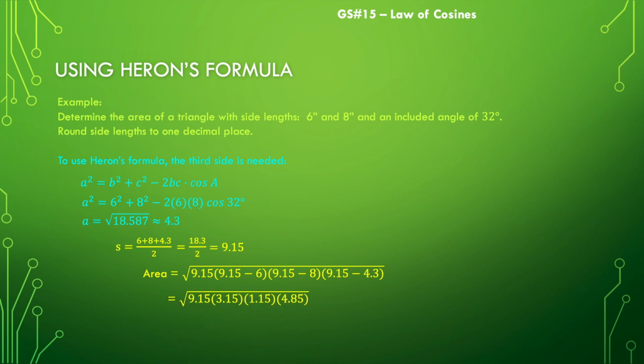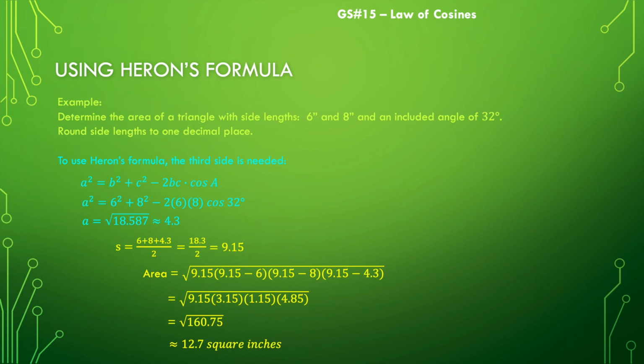That ends up with the square root of 9.15 times 3.15 times 1.15 times 4.85. When we multiply those four factors together, we get the square root of 160.75, which is approximately 12.7 square inches. So this is a little bit more involved when you've got to solve for the third side.